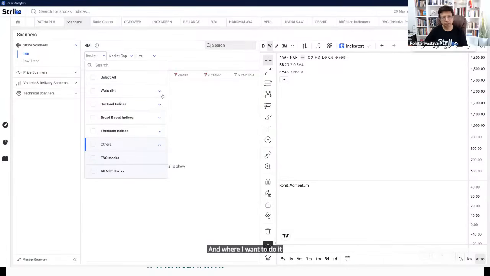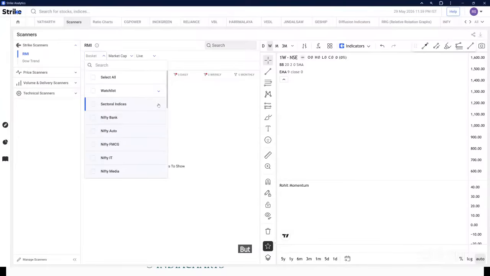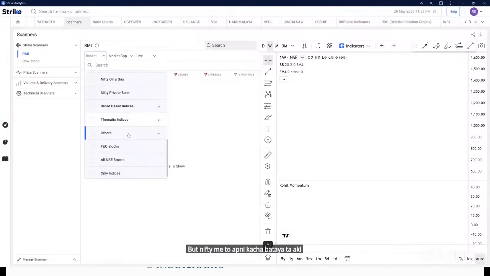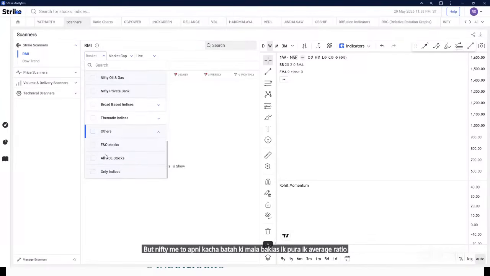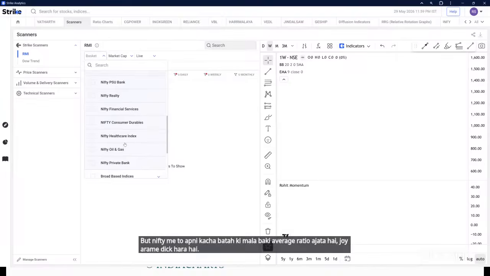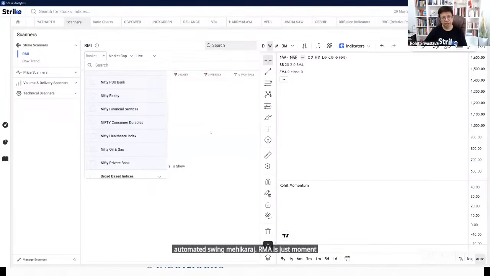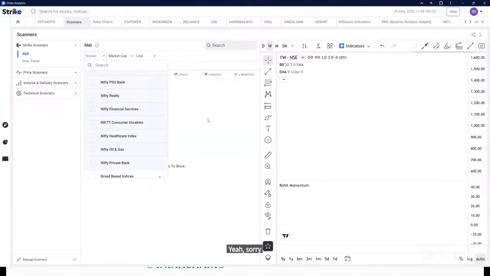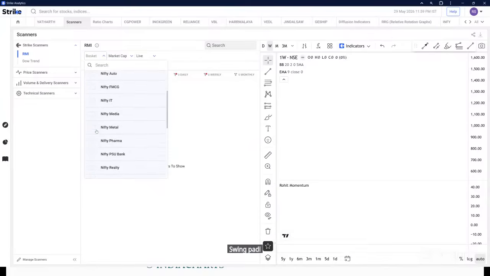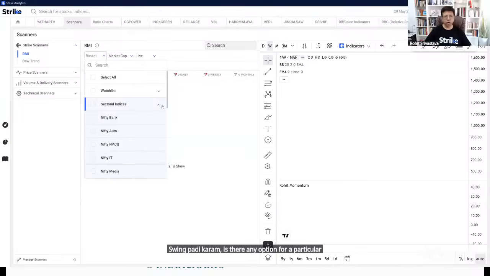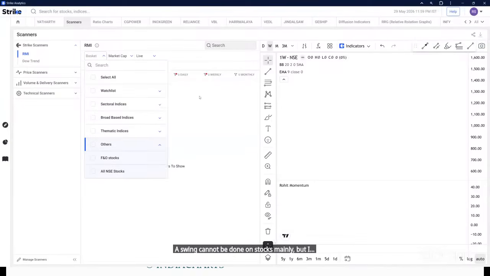बट निफ्टी में तो आपने एक अच्छा बताया था कि आपके पास एक पूरा एवरेज रेशियो आ जाता है जो आरएमआई में दिखा रहा है, मगर पर्टिकुलर स्विंग में दिखा रहा है। हाँ सॉरी, स्विंग में आरएमआई दिखा तो रहा है। आरएमआई इज जस्ट मोमेंटम ऑफ एनीथिंग। मैं इन्फोसिस पे भी लगा लूंगा। स्विंग पे दिखा रहा है, मगर इज देयर एनी ऑप्शन फॉर अ पर्टिकुलर स्टॉक? स्विंग कैन नॉट बी डन ऑन स्टॉक्स, मैंने पहले ही बताया है। स्विंग के अलावा कोई ऑप्शन नहीं है हमारे पास में?